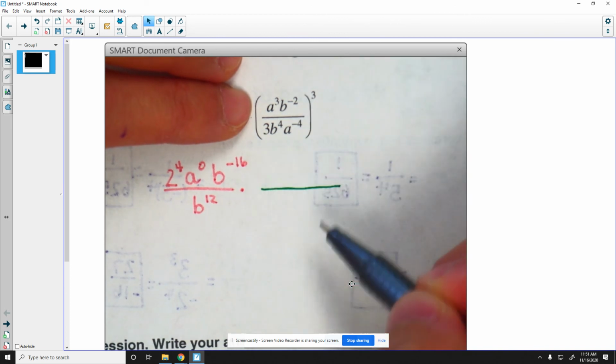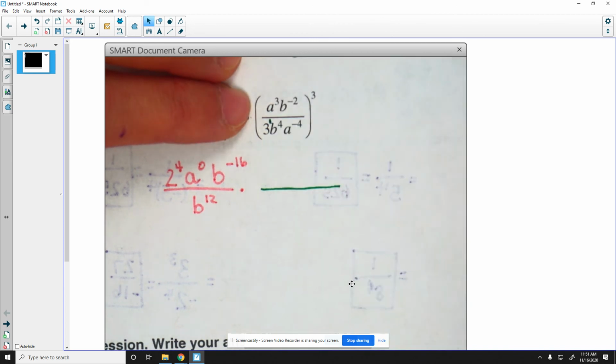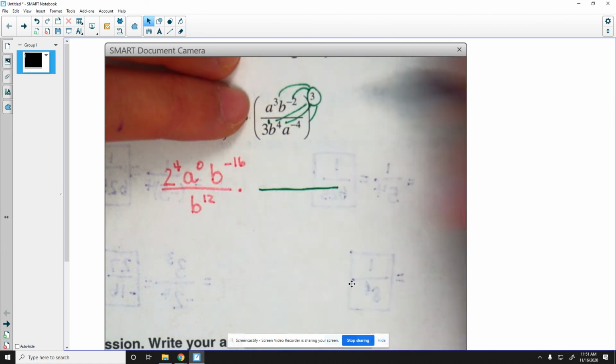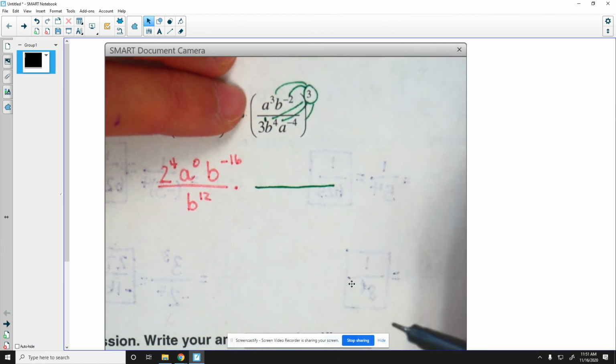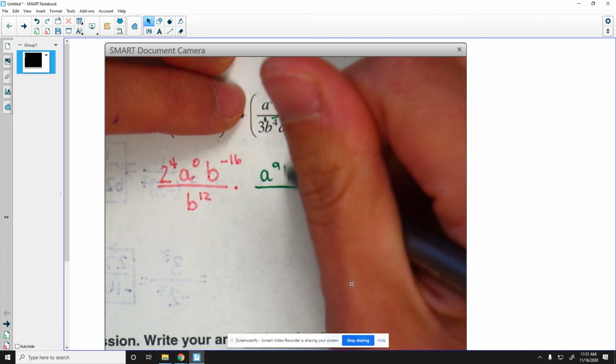Okay. Second one. So next baby problem. I have 3 to the 1. All right. So here, this is what we're going to do. Take the 3, distribute, distribute, distribute, distribute, distribute. So online kids. I have A to the what? 9. Thank you. B to the what?